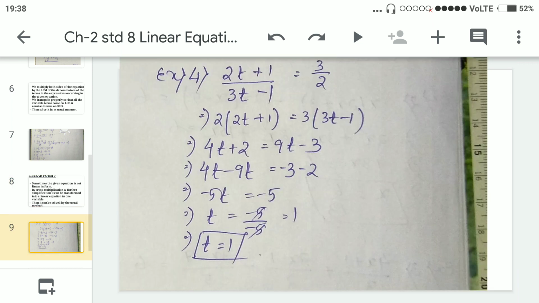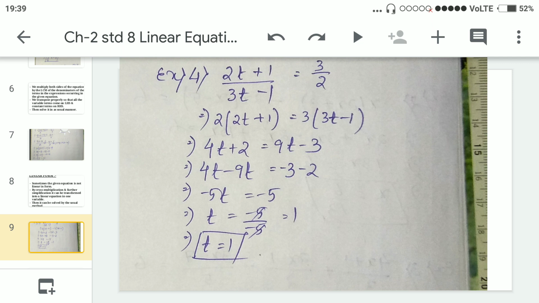So let's see the example here. (2t plus 1) divided by (3t minus 1) equals 3 by 2. So here 3t minus 1 is present in the denominator part. That means t has the power of minus 1. Okay, so we can do the cross multiplication. That means the numerator of one fraction will be multiplied with the denominator of the other fraction on the right hand side. So 2 into (2t plus 1) and 3 into (3t minus 1).